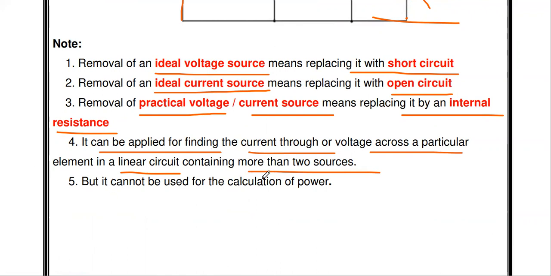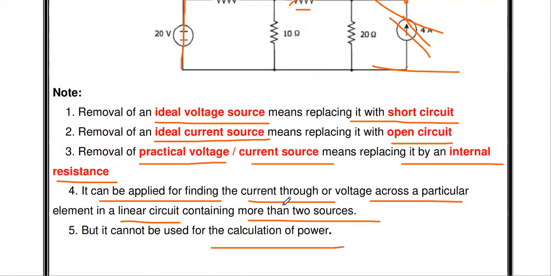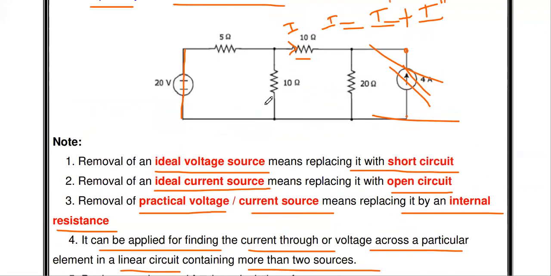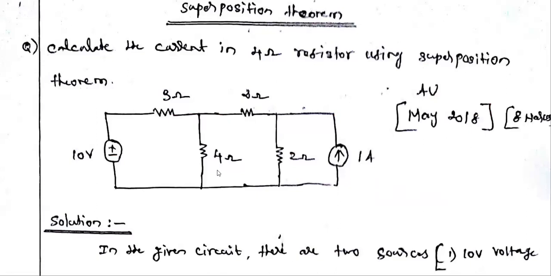And it cannot be used for the calculation of power. The superposition theorem can be used only to calculate current and voltage, the current flowing through any element or the voltage across any element. But it is not used to calculate power, since power is a non-linear value. So the power calculation can't be done using the superposition principle.